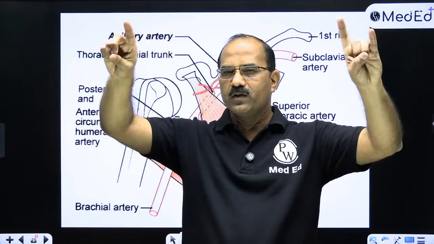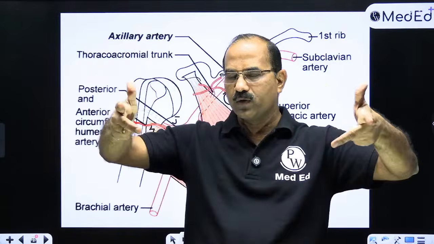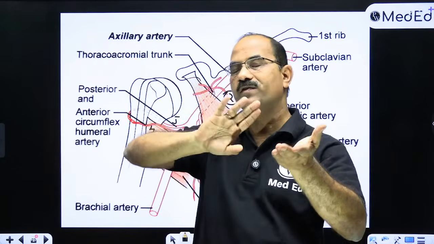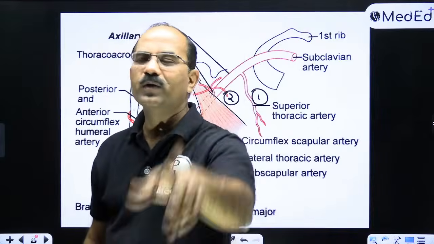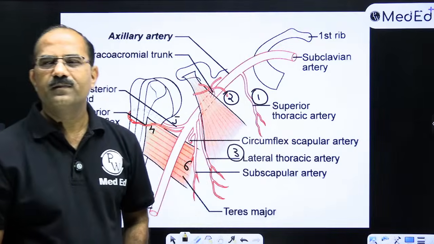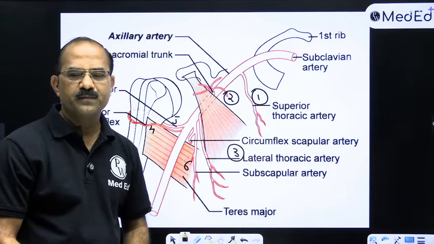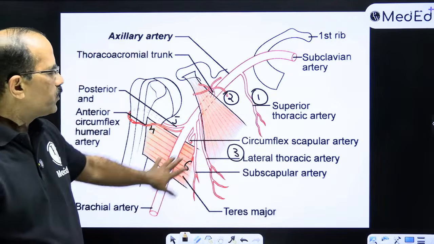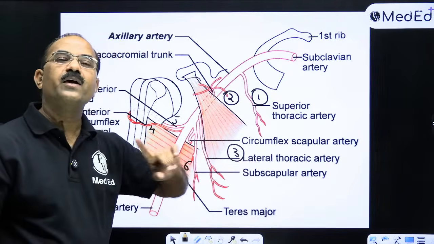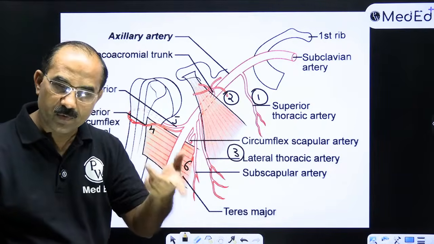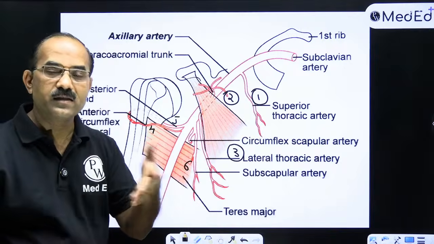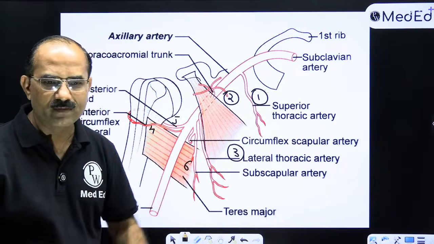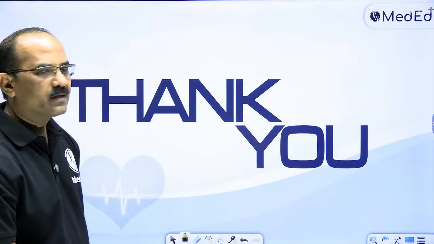First part superior thoracic, second part lateral thoracic, thoracoacromial, third part is anterior circumflex humeral, posterior circumflex humeral, and subscapular. Fine. This you have to know. उसमें से lateral thoracic artery accompanies the anterior axillary group of lymph nodes. The subscapular artery accompanies the posterior axillary lymph nodes. ये याद रखना. So that's about the axillary artery.